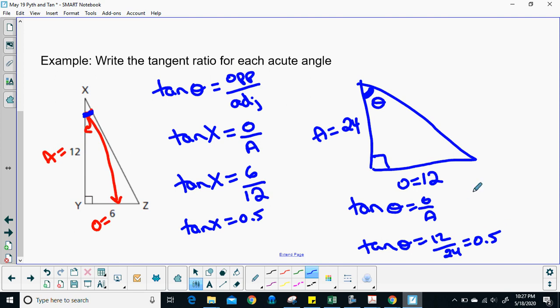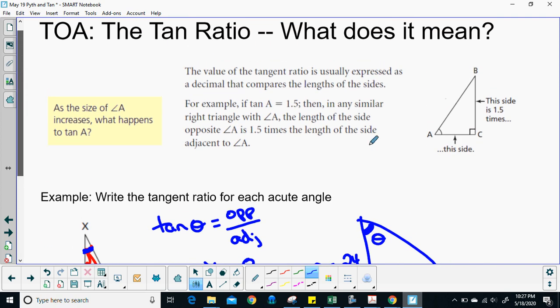So that's really cool. And that's where these relationships come into play. That's where these ratios matter because they're just scale multiples of each other as long as those angles stay the same. So what does this mean? The value of the tangent ratio is usually expressed as a decimal that compares the lengths of sides. So for here, tan A, if it was equal to 1.5, then any similar right triangle, so any multiple of it, means that this side is going to be 1.5 times this side. And that's the power of these ratios.